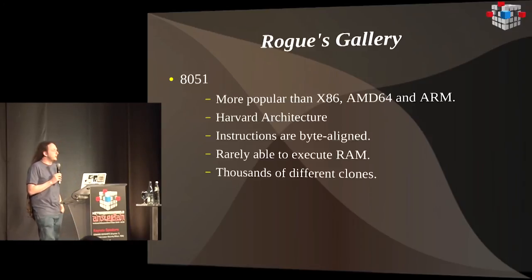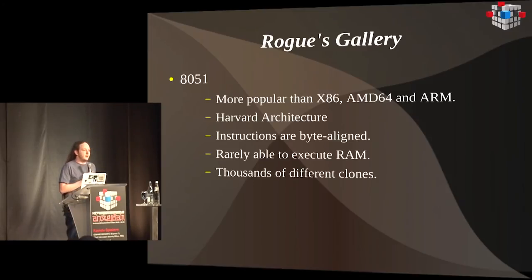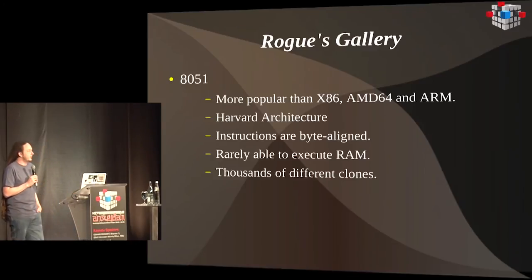One of the chips we'll be dealing with is the Intel 8051 architecture. This is more popular than x86, AMD 64, and ARM combined. Every one of you has at least one 8051 on your laptop. You probably have several in your cell phone. And this is a very old design. Intel no longer makes the chip, but all of their competitors have cloned the chip. And you'll find this as helpers in all sorts of small devices.